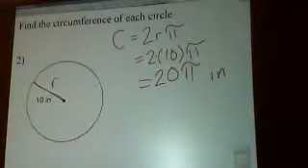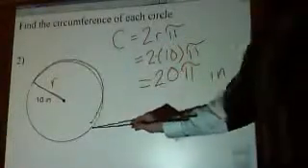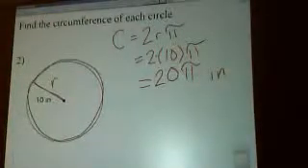Make sure you put that in there at the end. Okay, so that is our final answer. The circumference of this circle, if I wanted to have something to go around the circle, it would have to be 20 pi inches long, okay?